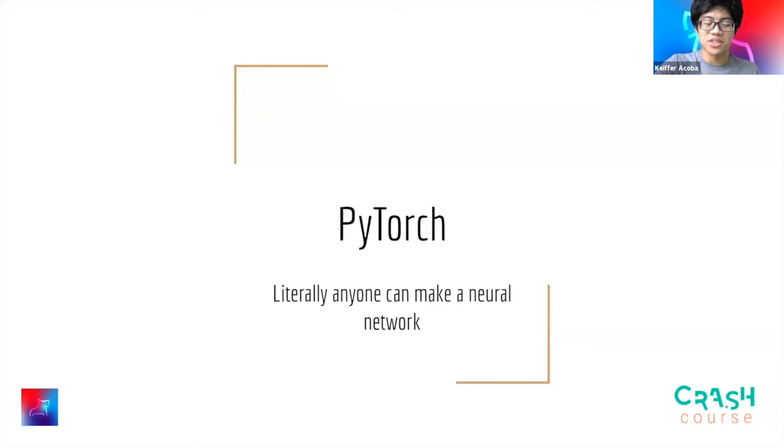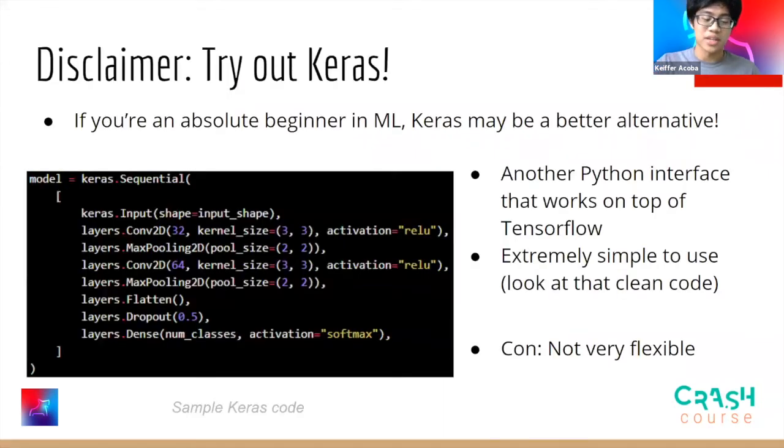So we're going to teach you how to use PyTorch and how literally anyone can make a neural network pretty easily. Just as a disclaimer before I get into the meat of the presentation, if you are an absolute beginner in machine learning, which is like maybe you know the basic concept of a neural network from pictures you've seen in news articles, but you haven't really delved into what they really are, what the different layers are, like activation functions and how you can manipulate them, you might want to try out Keras, which is another Python interface. It works on top of TensorFlow, but it was made to be extremely easy to use and is very good for rapid prototyping a neural network that you want to create.